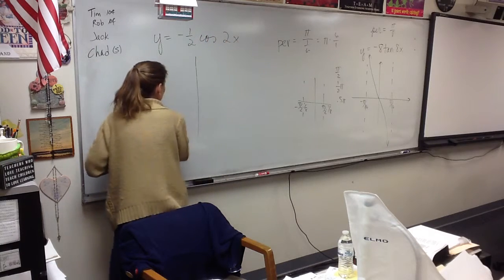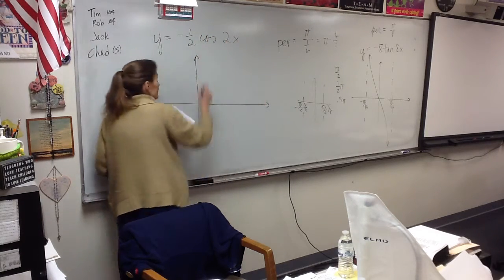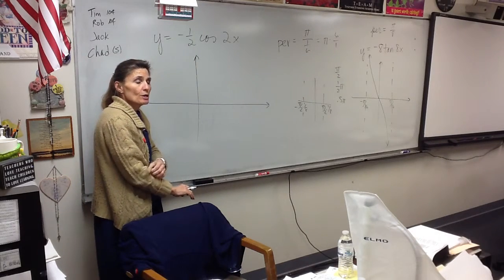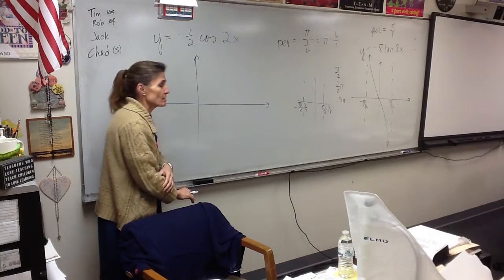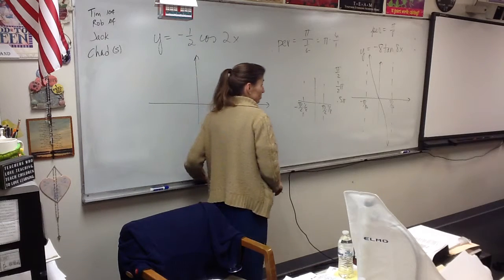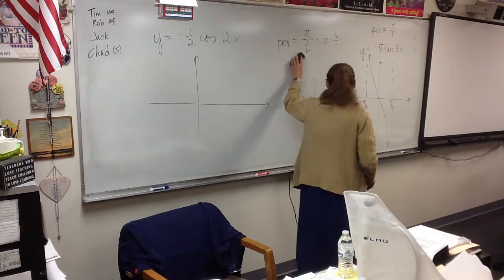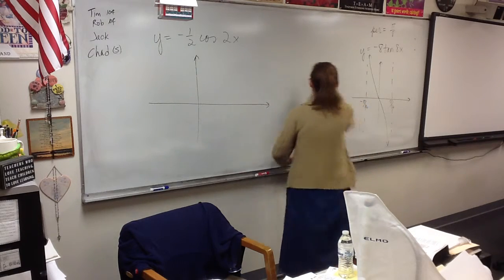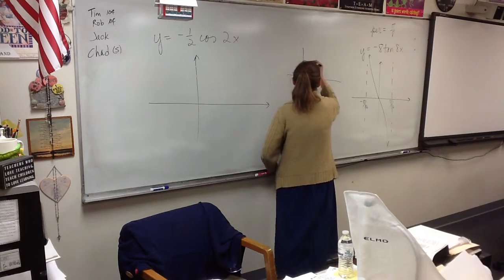All right, so let's look at this. All right, now, who remembers what a cosine looks like? A cosine starts at the top of the hill and ends at the top of the hill, right? Remember, this is a cosine.